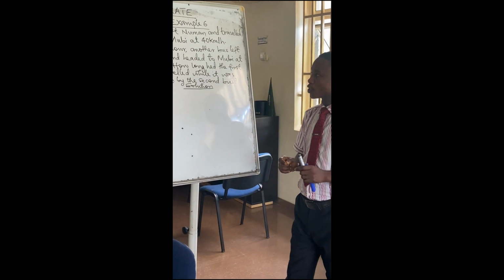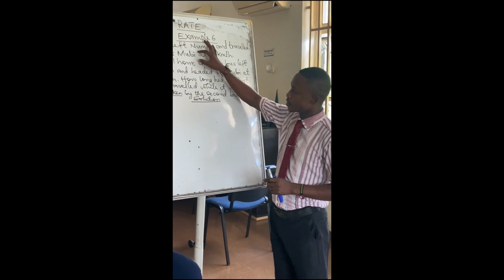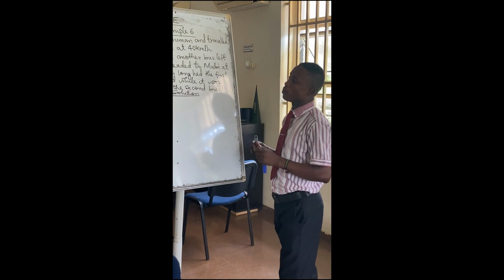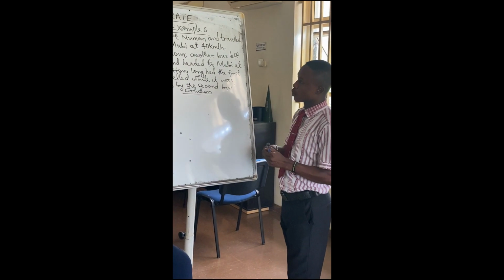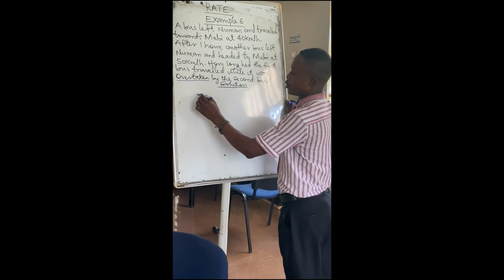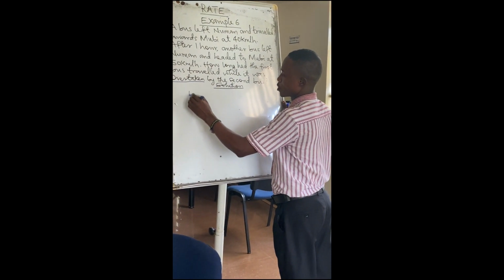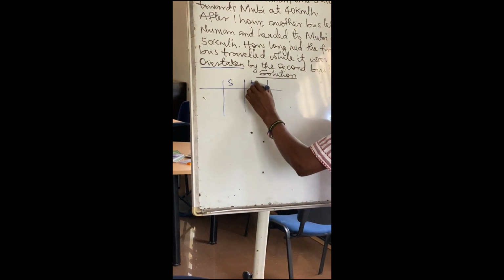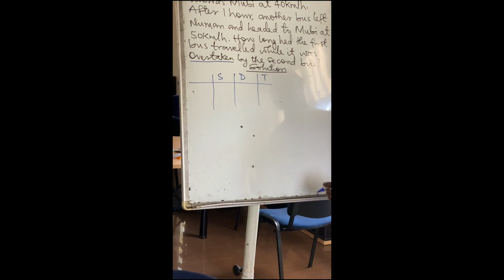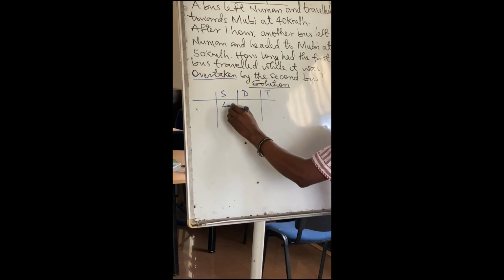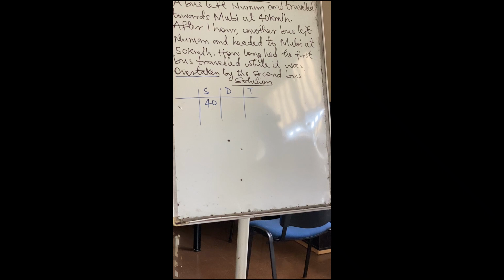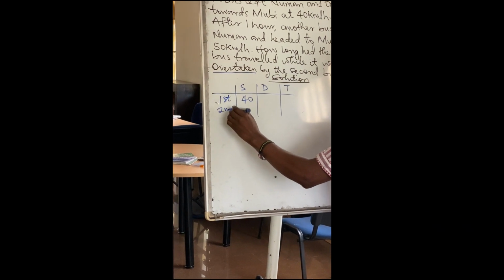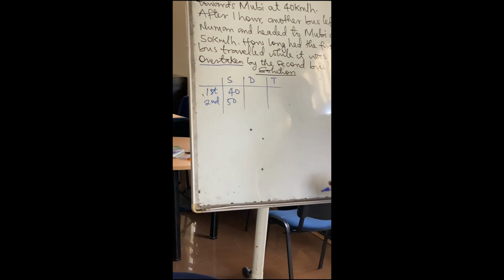Therefore, to generate our equation, the distance covered by the first bus must be equal to the distance covered by the second bus. That means we generate our equation by saying D1 equals D2. So let me quickly draw this micro table. We have speed, distance, time. For the first bus, the speed is 40 km per hour, and for the second bus, it is 50 km per hour.